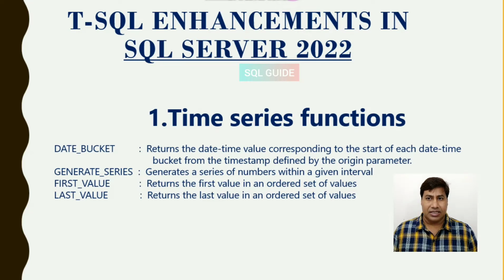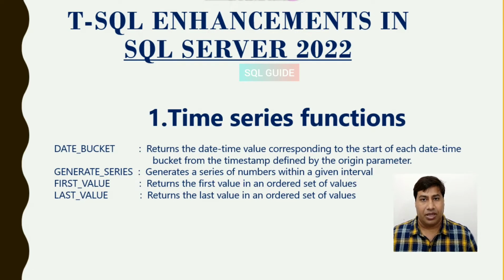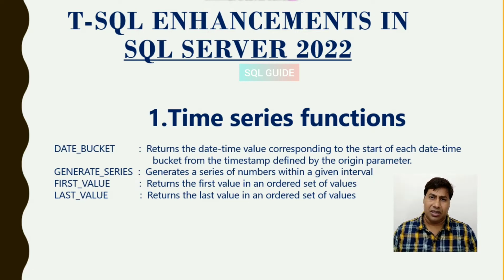GENERATE_SERIES generates a series of numbers within a given interval. The FIRST_VALUE function returns the first value in an ordered set of values. The LAST_VALUE function returns the last value in an ordered set of values.